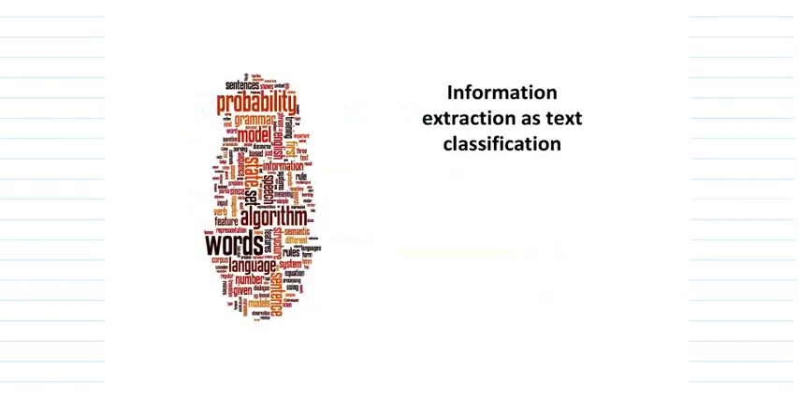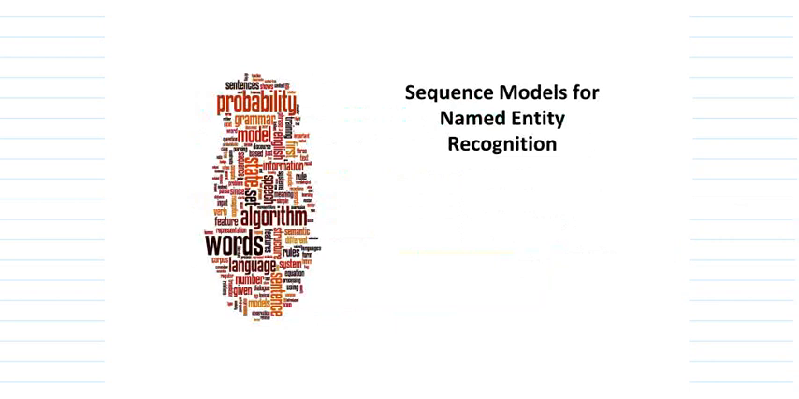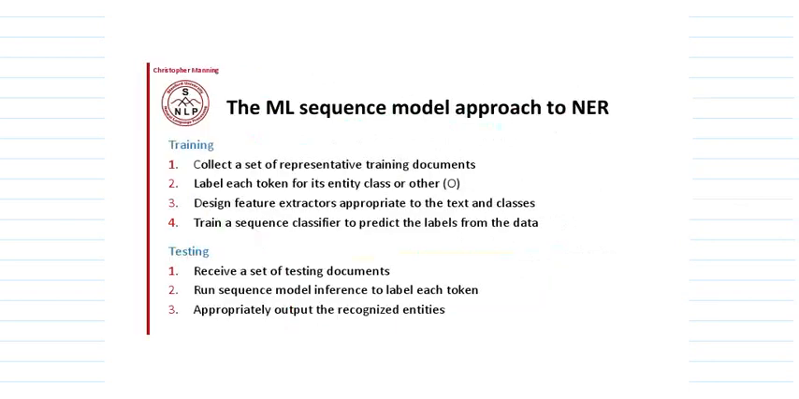In a named entity recognition task or information extraction task, we need to again collect the set of training documents, and then label each of these tokens into their entity class or the other class, and then extract the features, and then train the classifier. This is the traditional machine learning framework that we need to apply on any kind of problem, right?